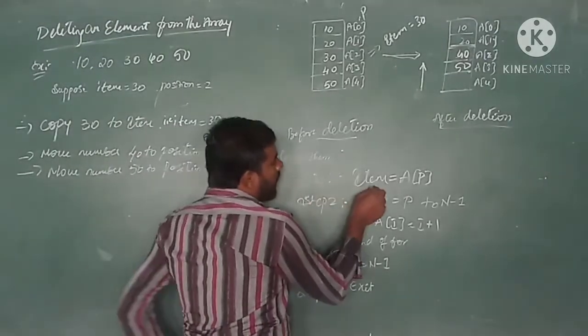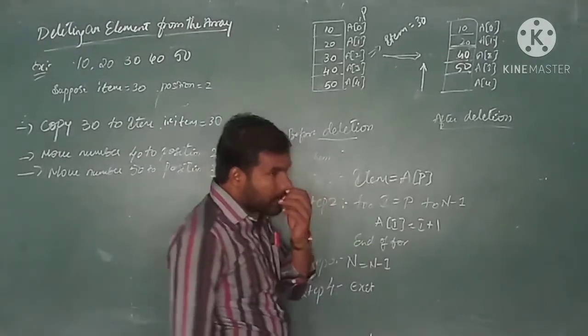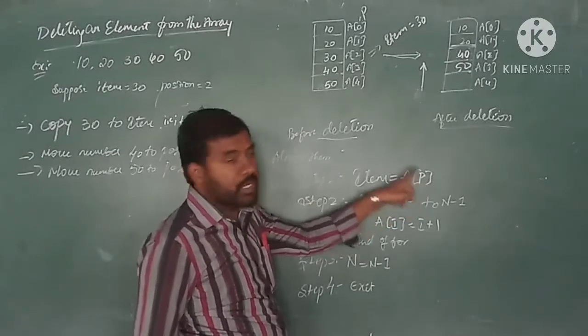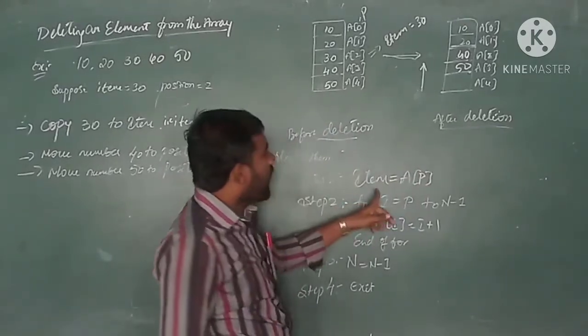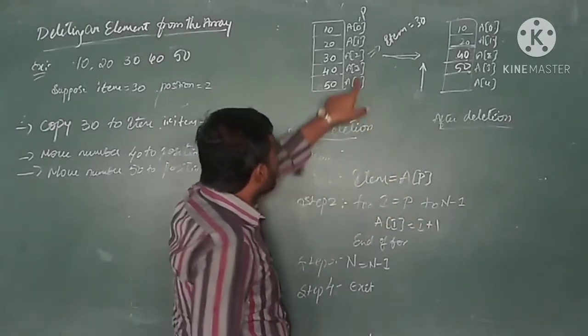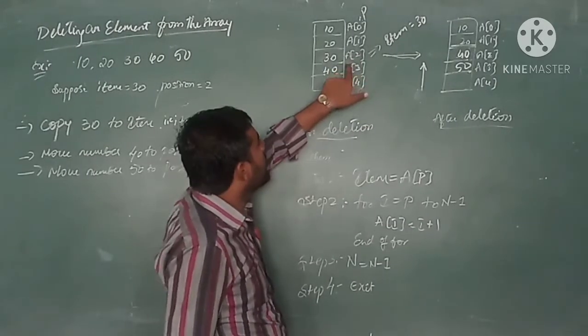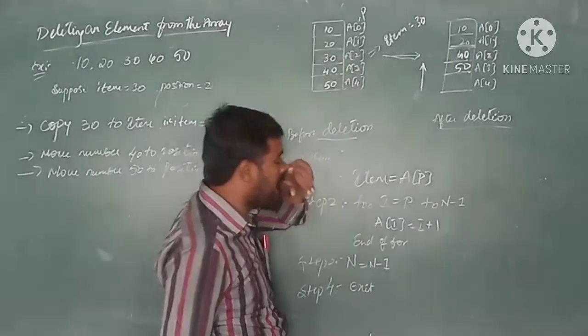Algorithm step 1, item is equal to A of p. A of p is nothing but the array element at the position number. What is the position? 2. Item is equal to A of position. Whenever we are going to use A of 2, then it is nothing but 30 has been selected over here.